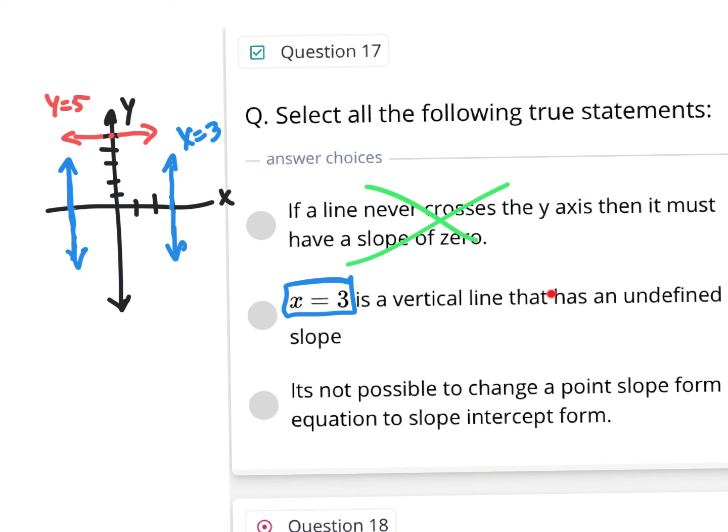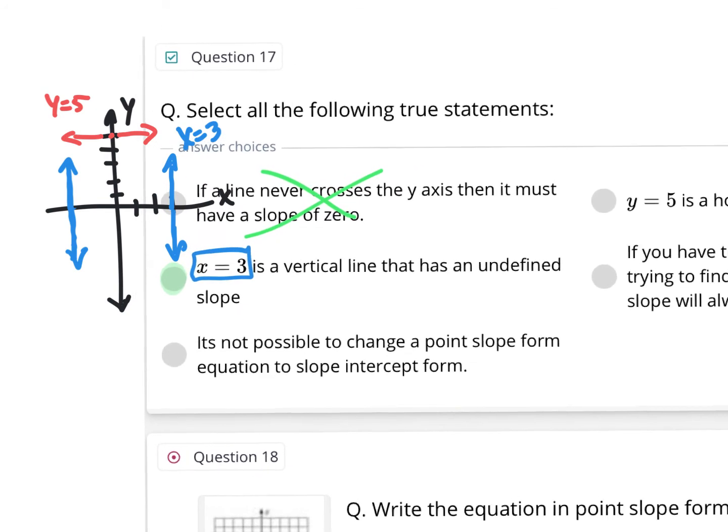So x equals 3 is a vertical line that has an undefined slope. Heck yeah, that's absolutely true. So that is one of the correct answers. You bubble that in. What else?